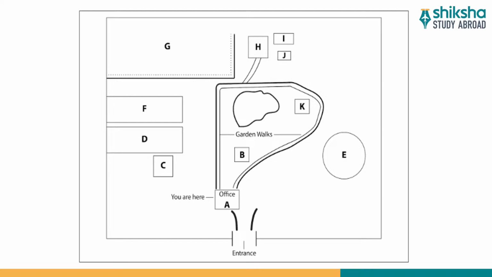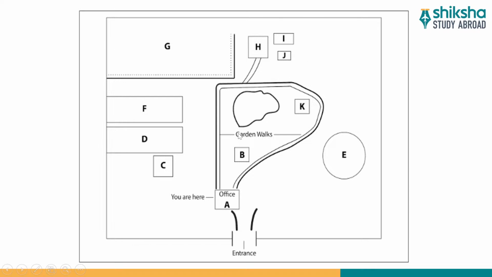Now, this is what a map question would look like, and there are already a few things which have been marked and written. For example, you are here, office. So A is office, you know that. So you cannot write A as an answer because it has already been marked. This is what I meant when I told you in the tips that please do look out for the letters or the markings which have already been done in your map. And then there are a few things which have not been marked, which have to be marked by you, the student. For example, I, J, K, E, F, D, C, G, and H. So B, all these are to be marked by you.